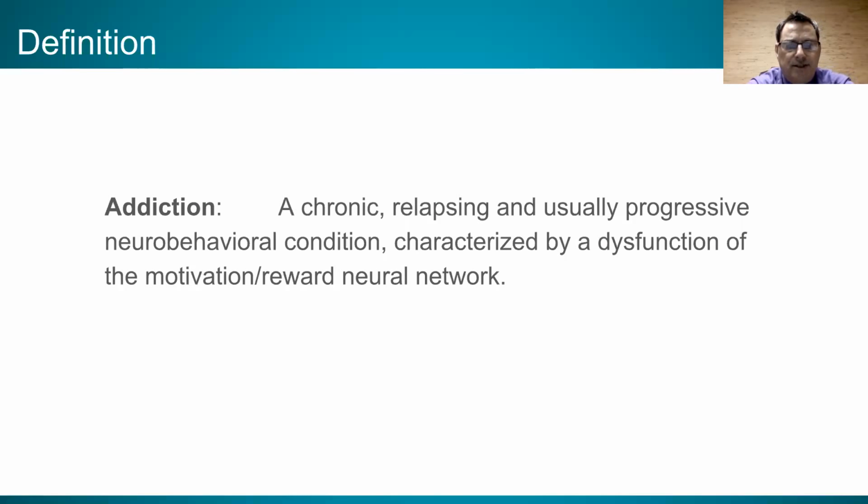Okay, so definition. Addiction is, and this is probably the best one that I've seen, that encompasses most of the main features. Addiction is a chronic, relapsing, usually progressive neurobehavioral condition characterized by a dysfunction of the motivation and reward neural network. So the first thing to point out in this definition is that it's chronic.